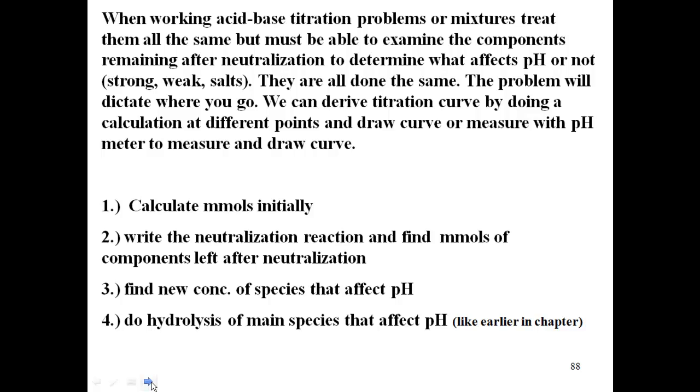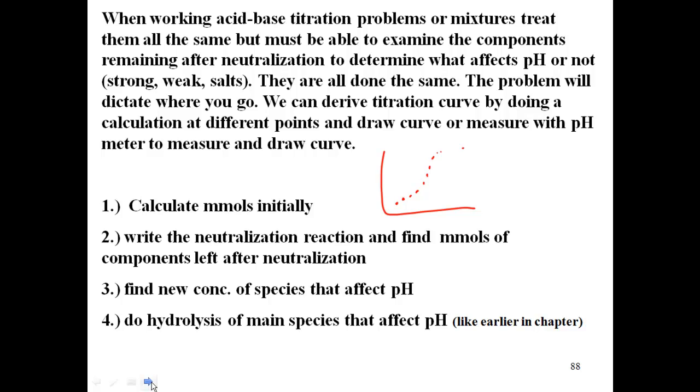Now, when working with acid-base titration problems or mixtures, which is what we're going to do, we're going to basically do our neutralization and then examine the components to see how they affect the pH. Is it a strong acid, weak acid, salt, etc., and go on from there, which is similar to what we did in the past. But we've got to get there first by doing our neutralization first. Now, you can do a calculation for each spot on a graph. So if I wanted to, I can get every point on a curve and derive a whole curve by calculating. Okay, we can do that.